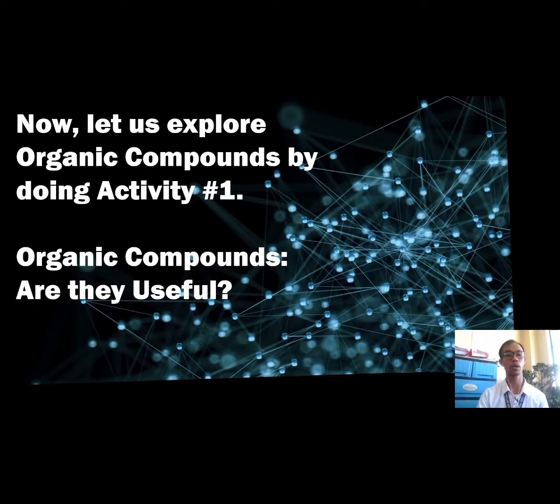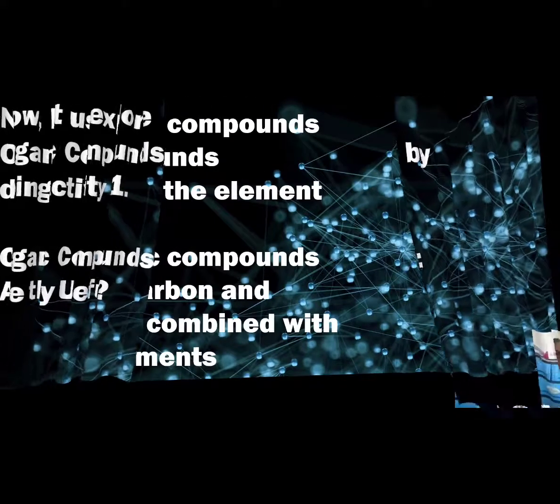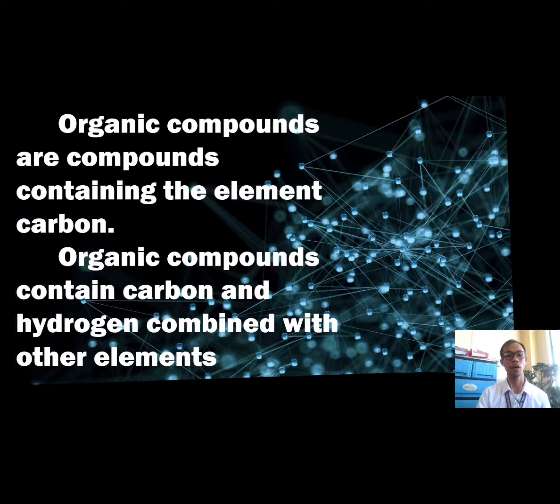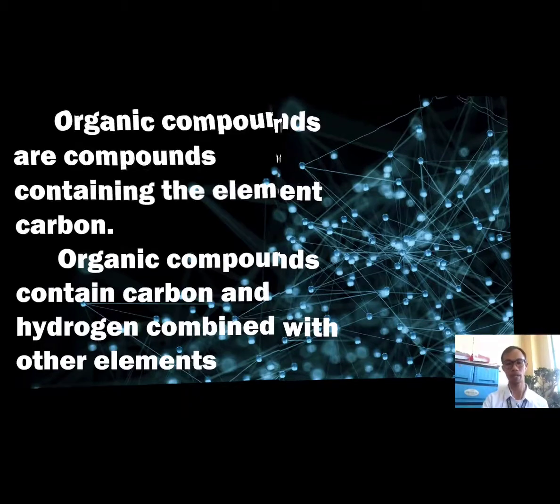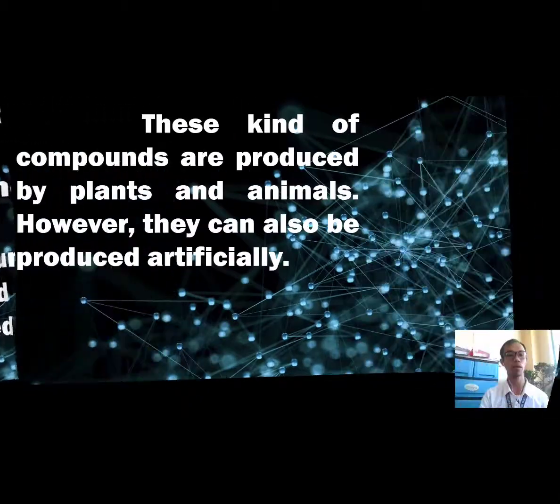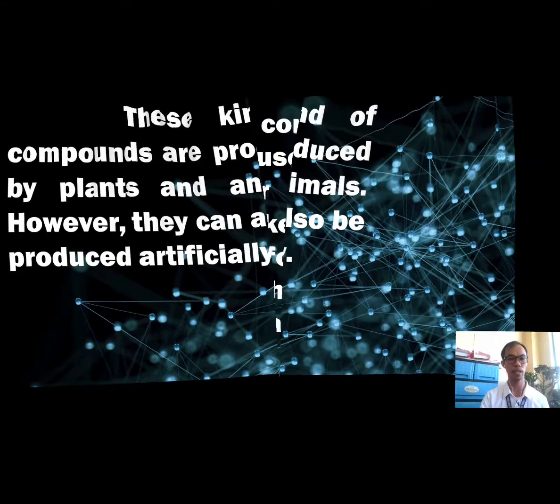Now, let us explore organic compounds by doing activity number 1, entitled Organic Compounds: Are they useful? Let's have an overview. Organic compounds are compounds containing the element carbon. Organic compounds contain carbon and hydrogen combined with other elements. They are produced by plants and animals. However, they can also be produced artificially.